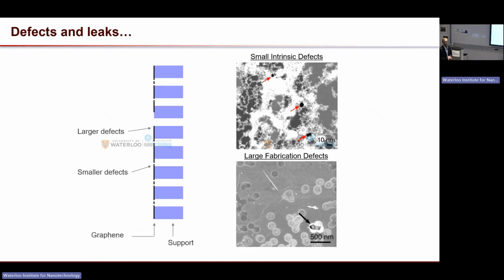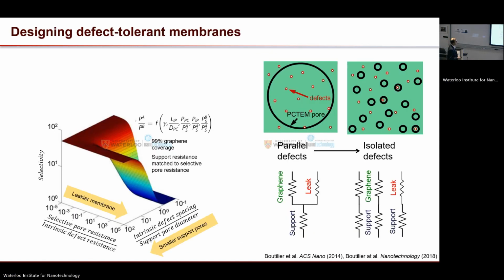So we, of course, have to deal with defects. And I talked about there were these nanoscale defects, and then you can also have larger defects. So how do we design membranes that actually are robust against these defects? So one concept is here. Let's suppose this dark circle represents a support pore, and these red dots represent defects that are not selective. So everything passes through. And then we create selective pores everywhere.